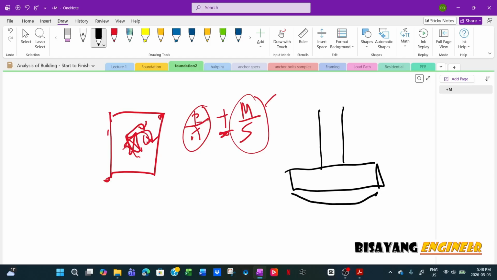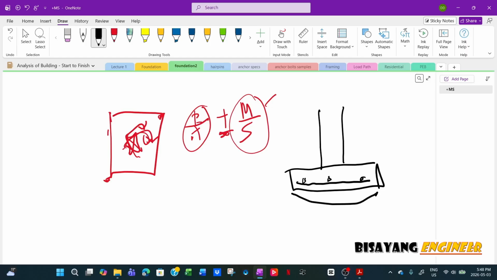You still design the direct shear, punching shear, and at the same time the bending, but in this direction only. So your main bars would be in this direction. This is your main bars. Then this continuous bar would be more like temperature bars.